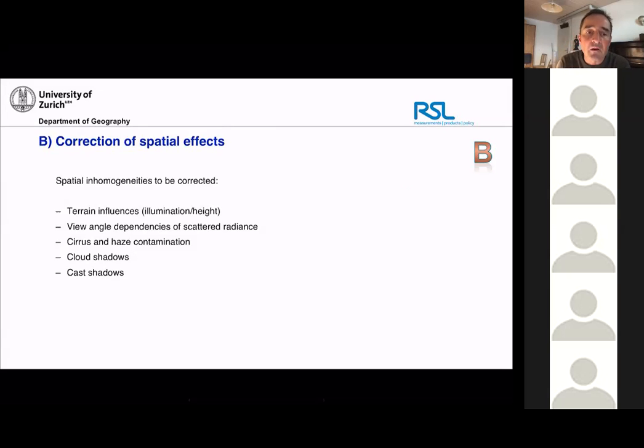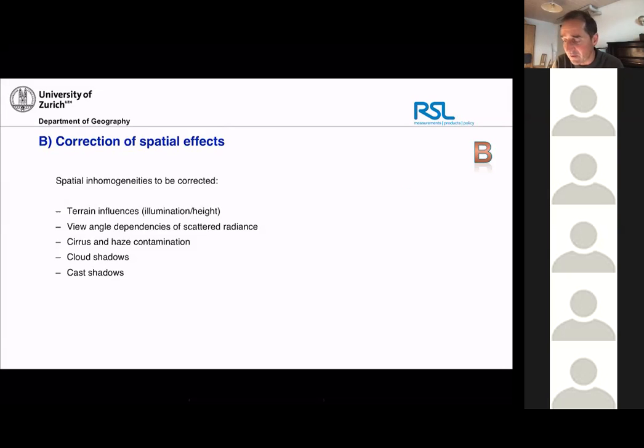These are, for instance, terrain and illumination influence. And then there are the view angle dependencies and cirrus and haze contaminations, specifically for satellites. And all the shadows are the major spatial effects you see in the imagery. So these spatial effects are visible, whereas the spectral effects are hardly visible.